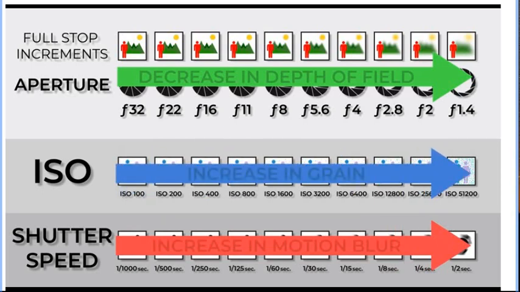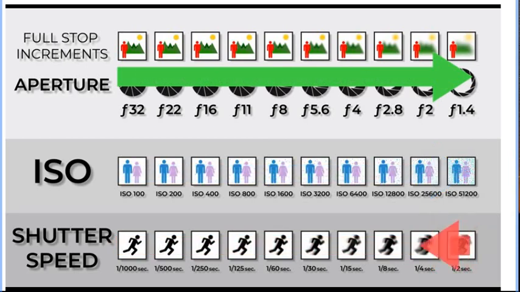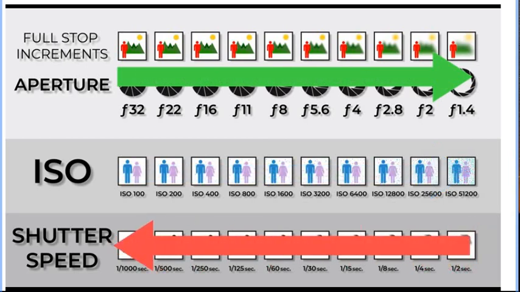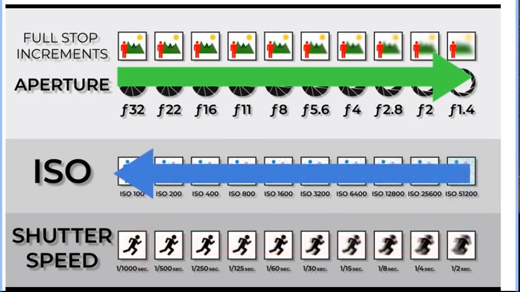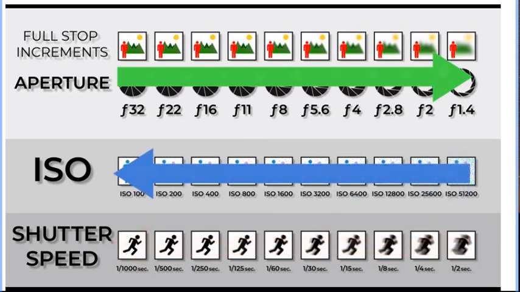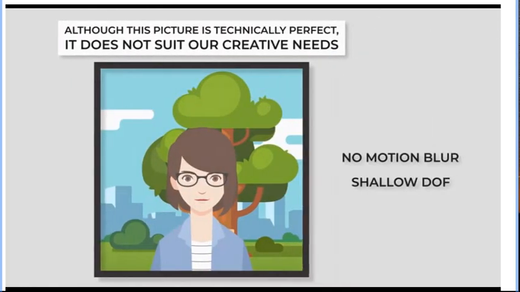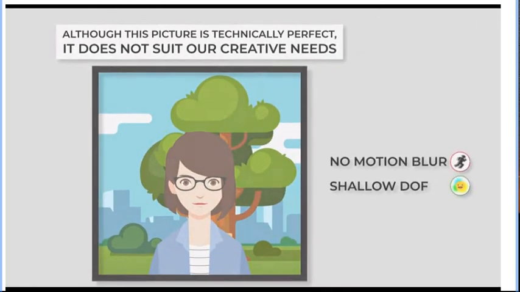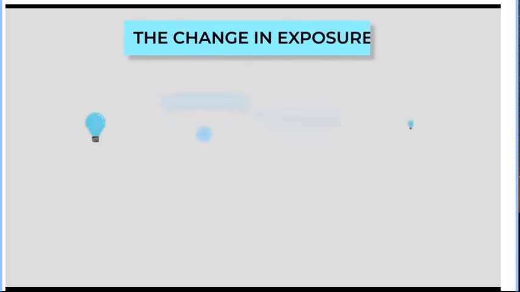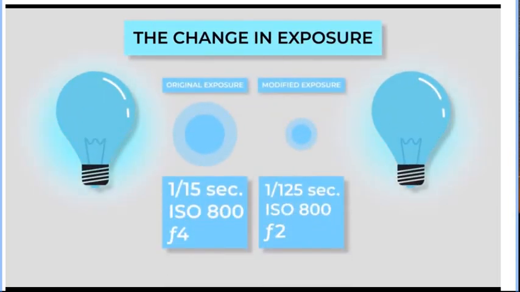For constant lighting conditions, moving in a rightward direction on the chart, increasing the amount of light let into the camera, for either the aperture, shutter speed, or ISO setting, requires a net equal and opposite adjustment in the other direction. To make sense of this, let's do another example, this time with a perfect starting exposure of 1/15 of a second, ISO 800, and f4. Let's say that I wanted to take a portrait, and I wanted minimal motion blur and a shallow depth of field, forcing me to change my shutter speed to 1/125th of a second and my aperture to f2.